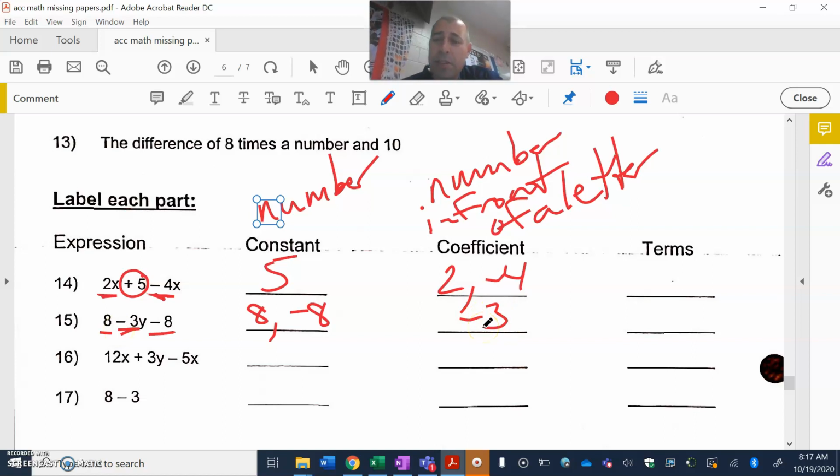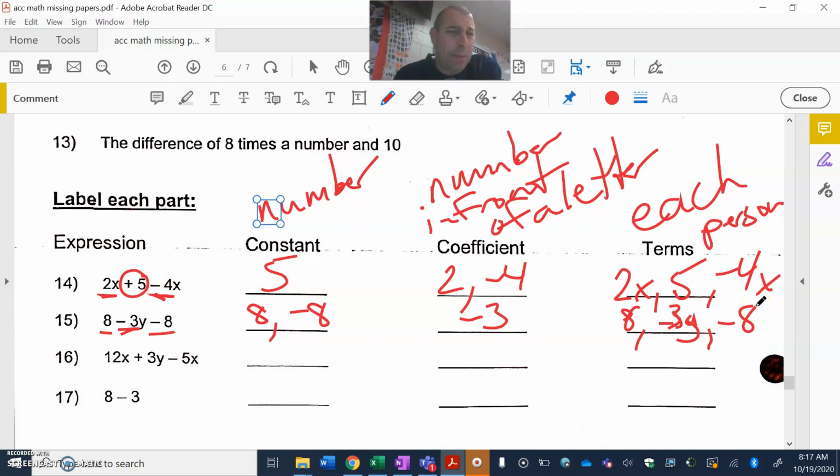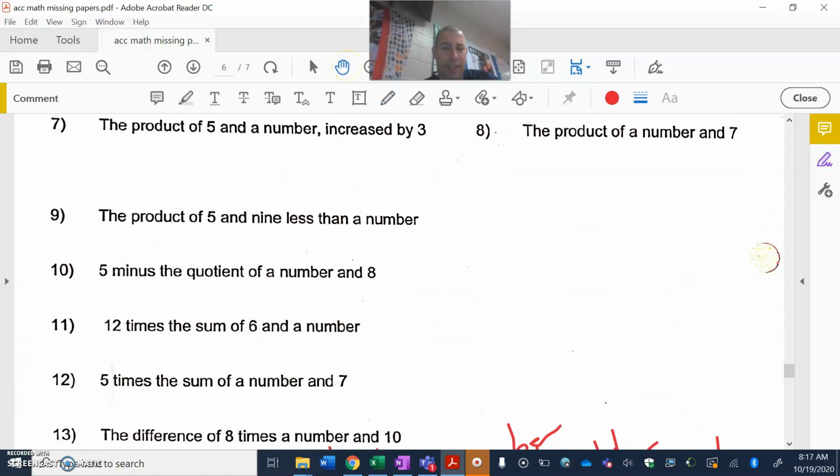And then terms. Terms is just each part. It's all the parts that go into making an expression. So for example, 2x, 5 is a term. Negative 4x, that is a term that we're looking at. We've got 8, we've got negative 3y, and then we've got a negative 8. So you might think, isn't it just kind of like the math problem? Yeah, it is each individual thing that you're dealing with. Obviously, we're going to have you try the next 2 that go along. All right, there's your classwork here.